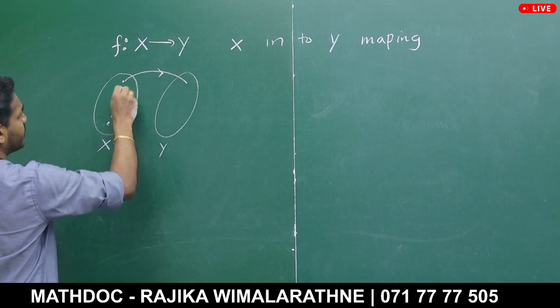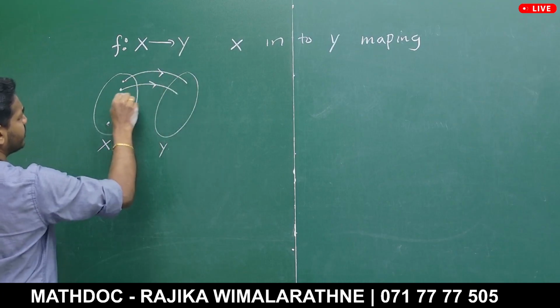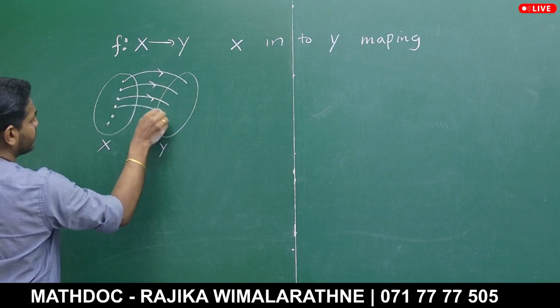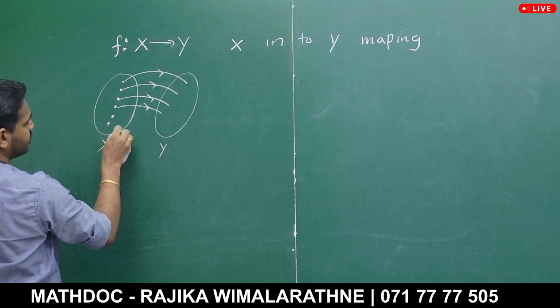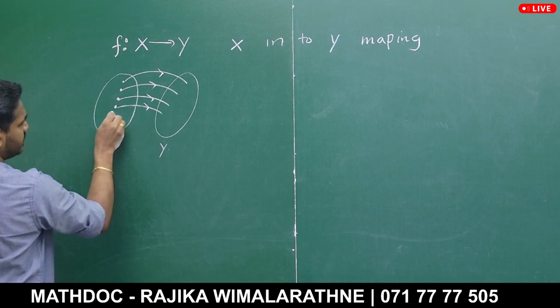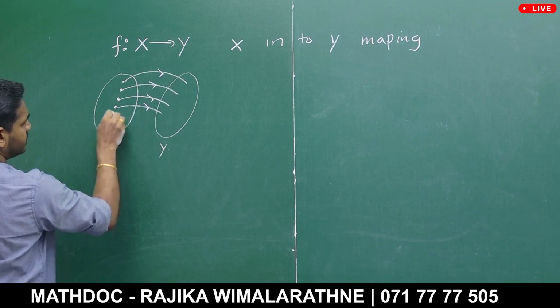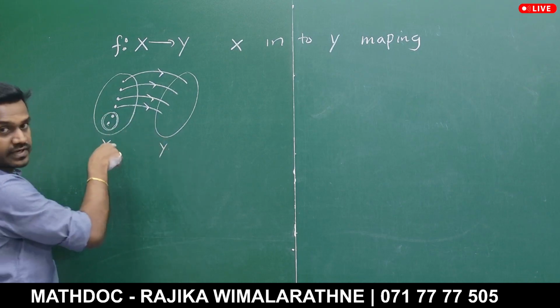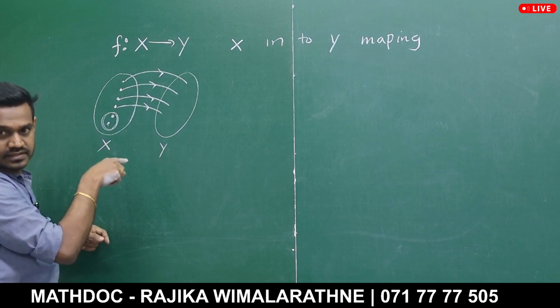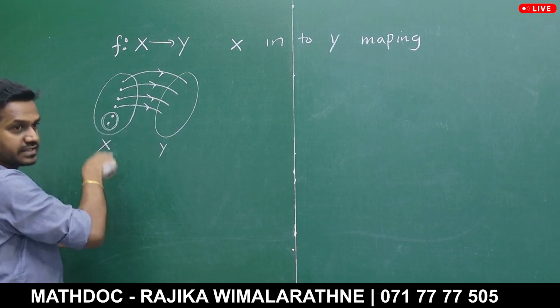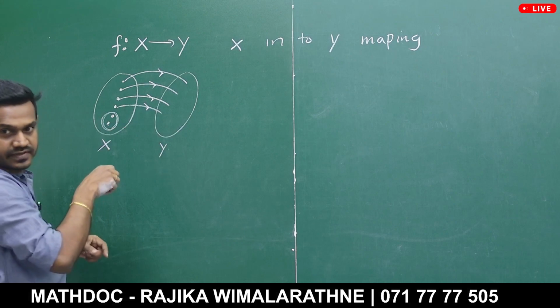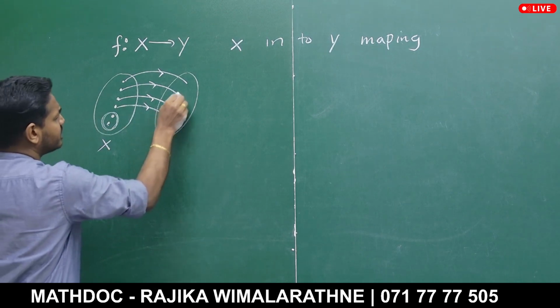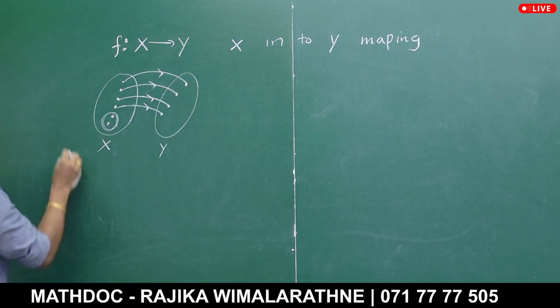So here they have connections, but see here, these two are not connected with the other one. So this is not a function, no? This is not a function. Definitely every element in this set must have a connection with the other. So here, two extra elements, it is not a function.